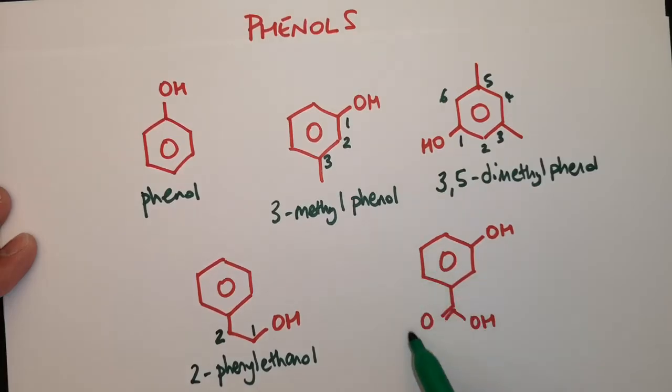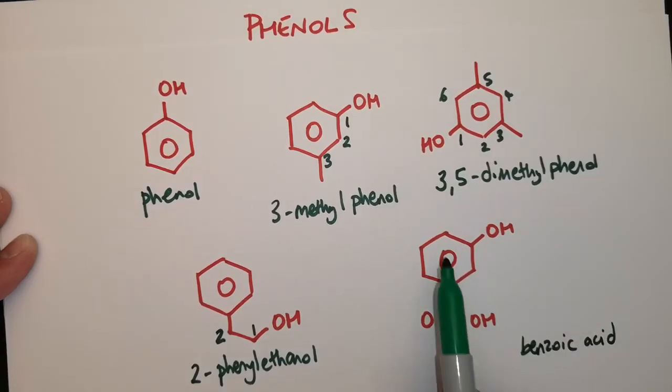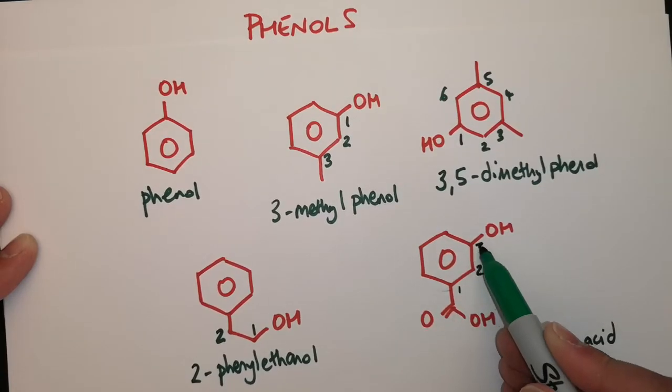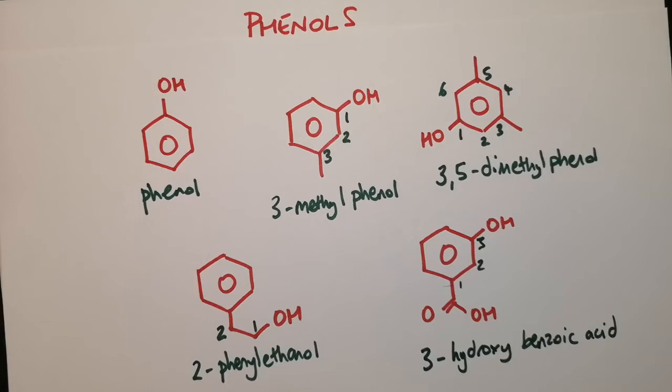So here, actually this section here is called benzoic acid. The benzene with the carboxylic acid directly attached to it is called benzoic acid. So that means here I have a hydroxy group on carbon 3. Although it's called 3-hydroxybenzoic acid, it is still a phenol. It's just that's the easiest way to name it.